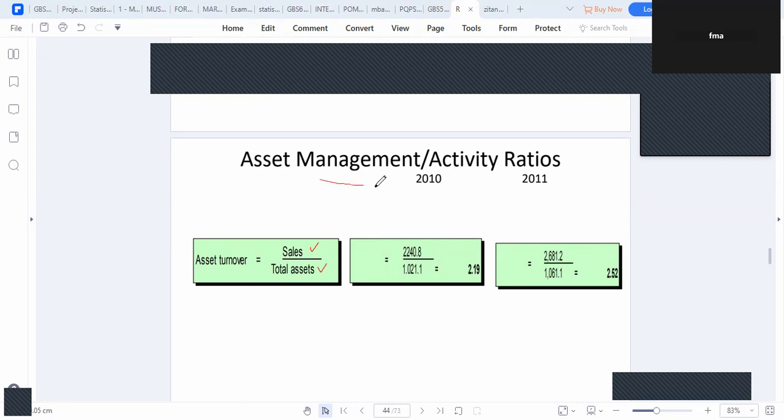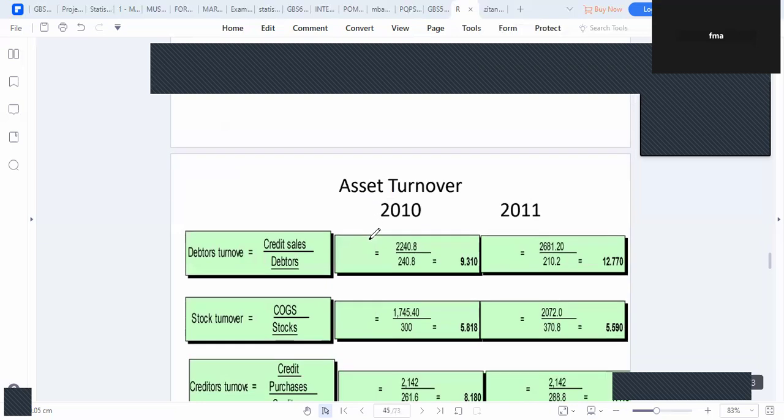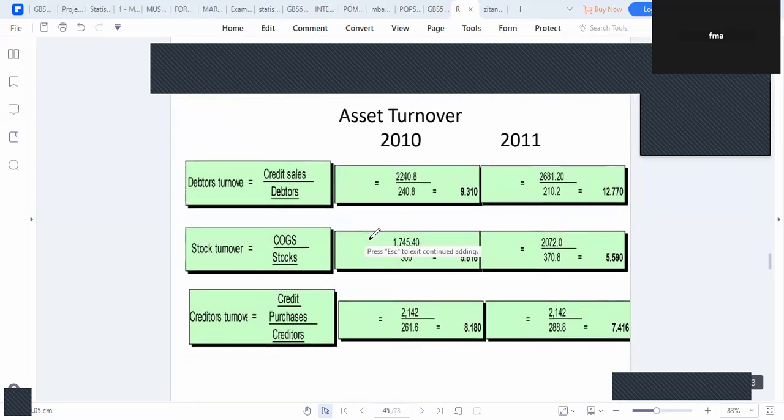So what are the uses of the asset turnover? It measures how much assets contribute to what? To the sales. Okay. Interpretation. Then we also have the creditors turnover, debtor turnover, and stock turnover. The debtor turnover looks at how long it takes our debtors to pay us. Creditors turnover looks at how long we take to pay our debts. Then stock turnover looks at how long it takes for us to what? To sell off our stock.